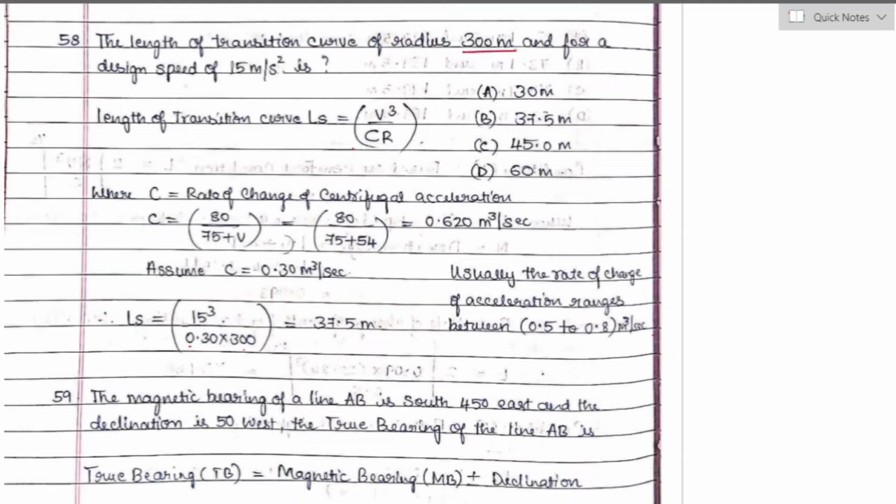Question number 58. The length of transition curve of a radius 300 meter and for a design speed of 15 meter per second square is.